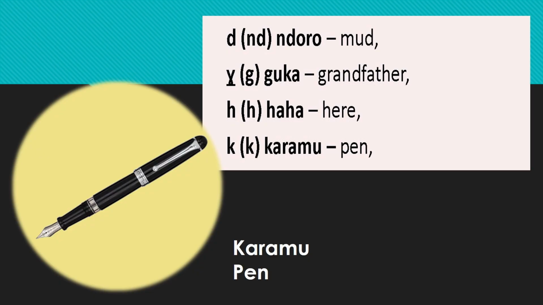And K is also another ordinary letter. And the example is karamu, pen. Karamu, pen. And this one is straight from Swahili. It's borrowed from the Swahili word kalamu. But Kikuyus have a problem with L, so they usually substitute with R. So kalamu becomes karamu.